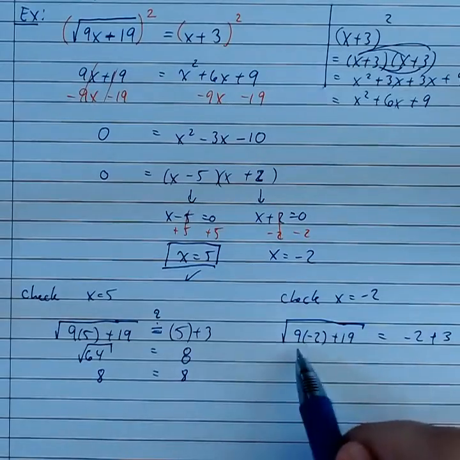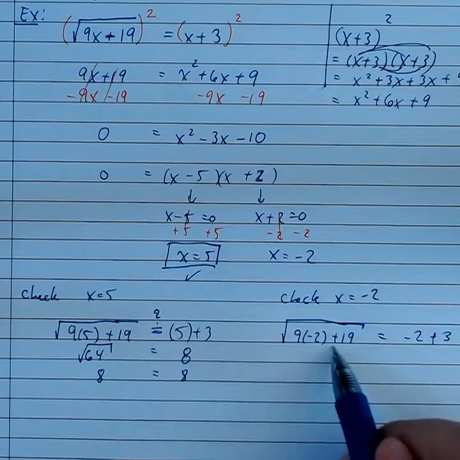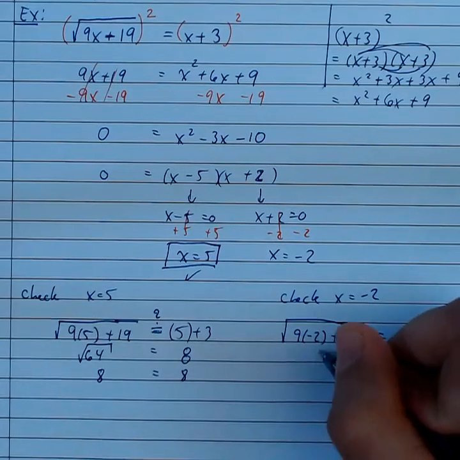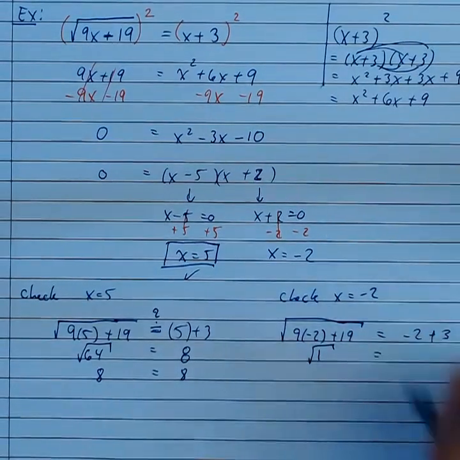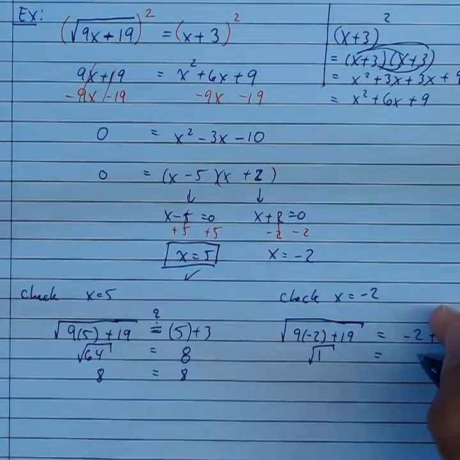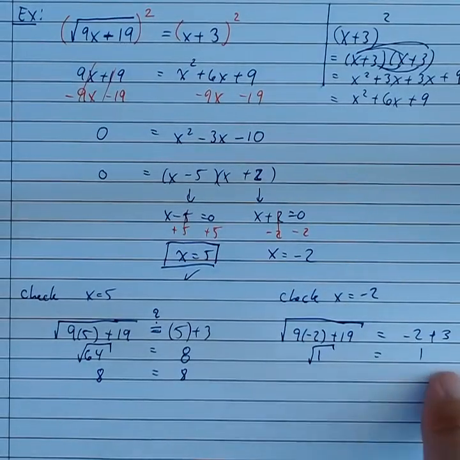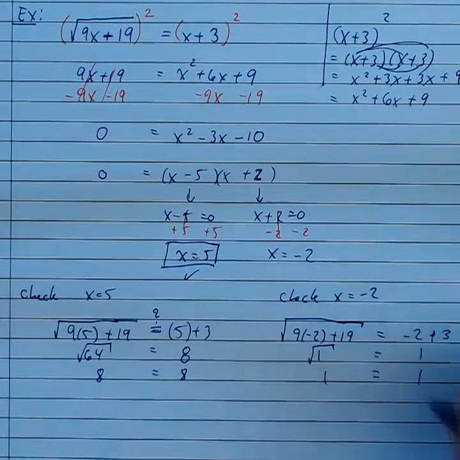9 times negative 2 is negative 18. Negative 18 plus 19 is just the number 1. That's the square root of 1. 3 minus 2, that's going to give me 1. The square root of 1 is equal to 1. Yeah, that's right. That is correct.